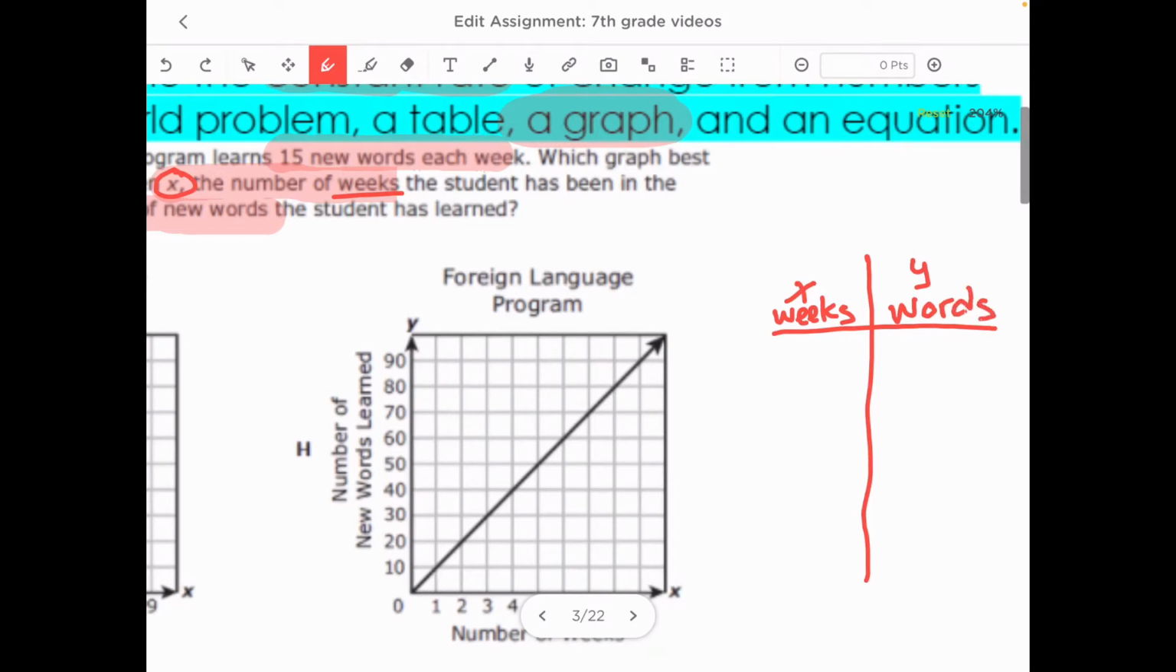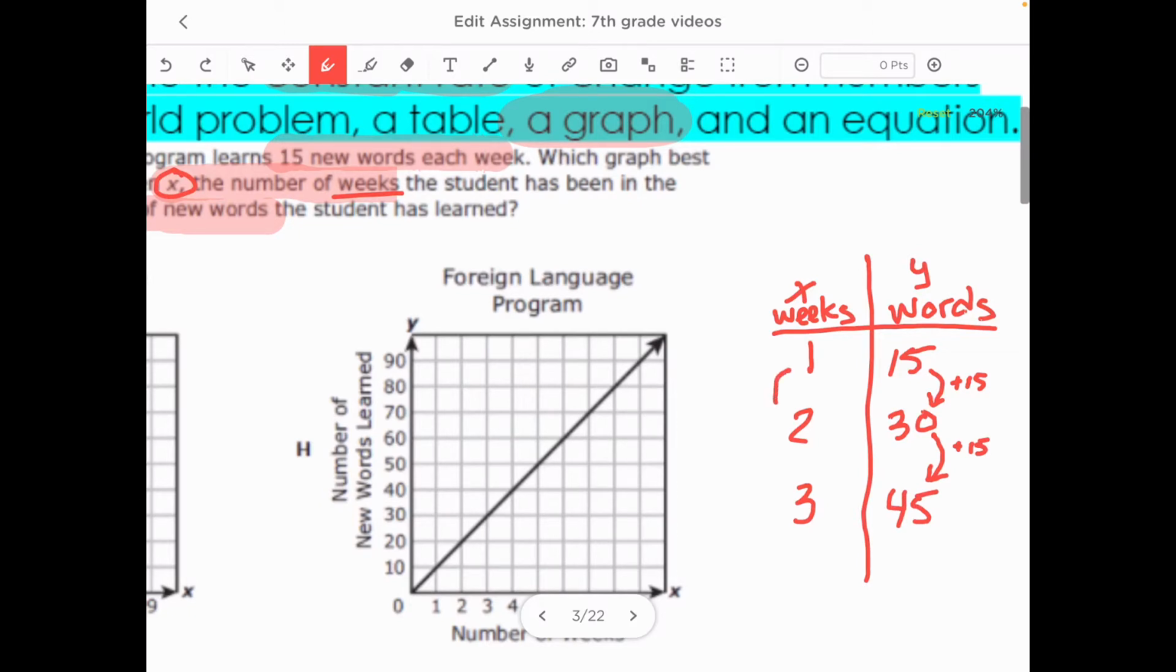Now remember, every 1 week he learns 15 new words. So in 2 weeks he's going to learn 15 more. So 15 plus 15 is 30. In week 3, he's going to add another 15 words. So here, from here to here, we added 15. Now we're going to add another 15, which will give us 45. And we can keep going on and on and on.